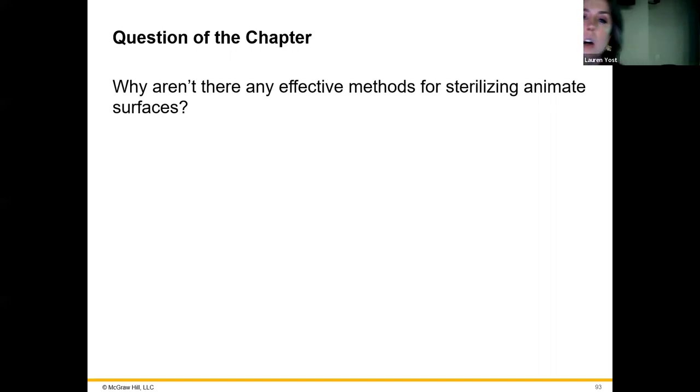All right, so our question for the chapter: why aren't there any effective methods for sterilizing animate surfaces, like regularly used? Why aren't we sterilizing them all the time? Because basically you don't want to sterilize your skin all the time, right? You need your microbes that are on your skin. And plus a lot of that stuff is usually damaging to tissues as well.